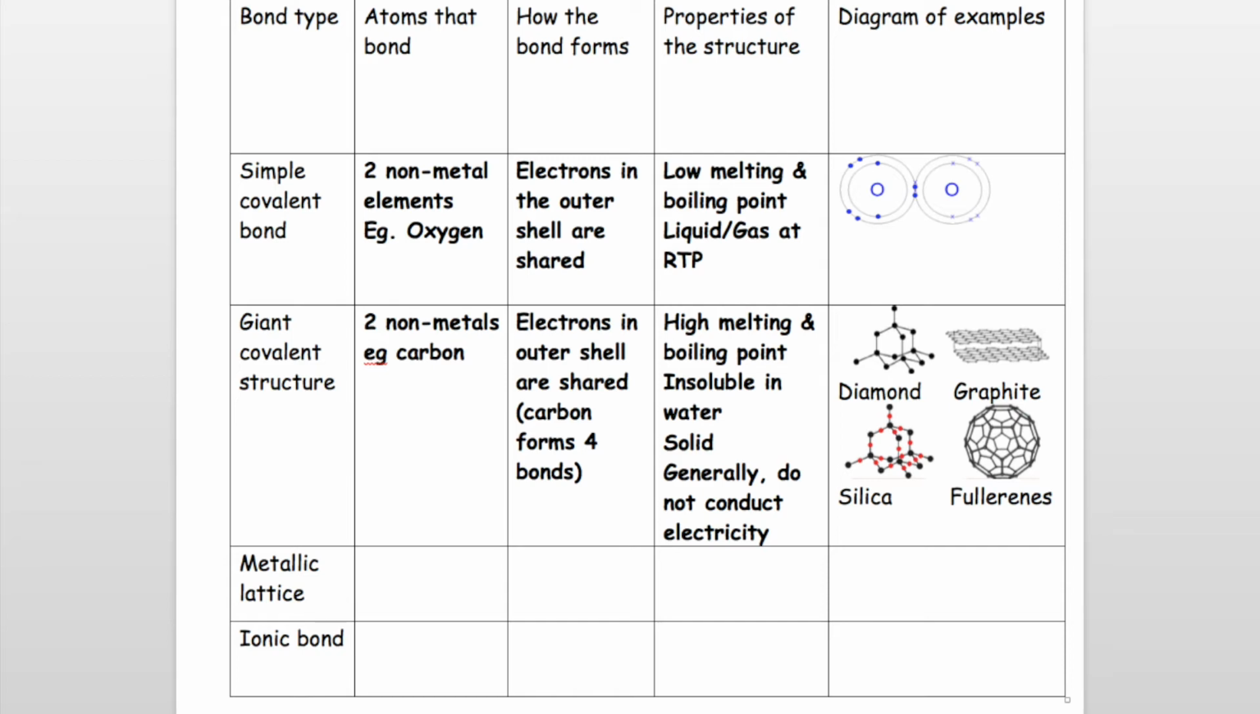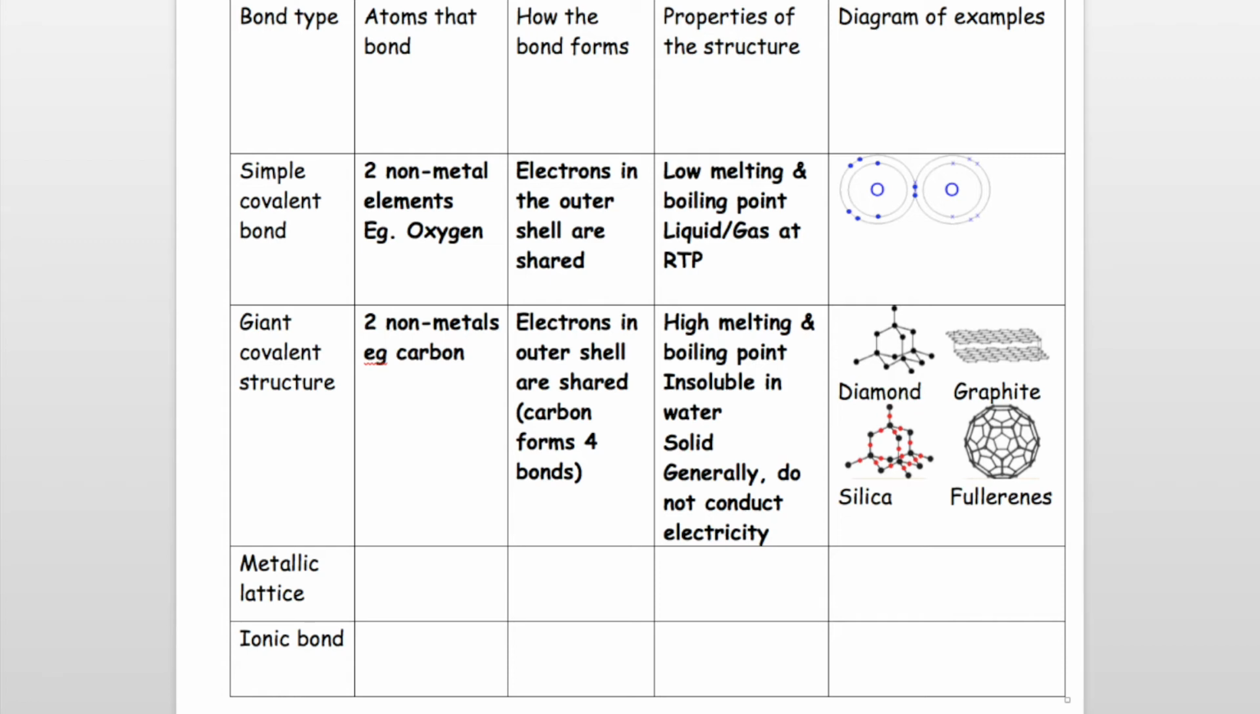Its properties are as follows: high melting and boiling point, insoluble in water, they're always solids, and they do not conduct electricity, other than graphite. This is where the relevance of the carbon bonds fit in. As carbon can form 4 bonds using its electrons, and graphite only forms 3 bonds, there's a spare electron which can become delocalized and conduct electricity. It does this by travelling through the structure and carrying charge.